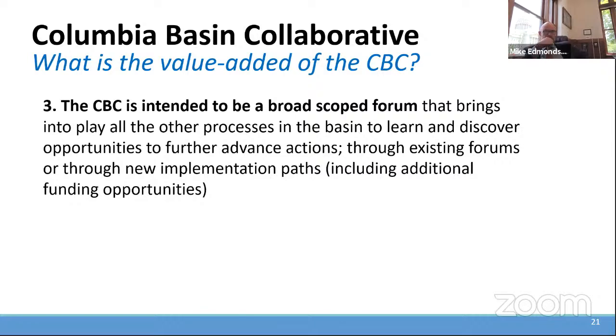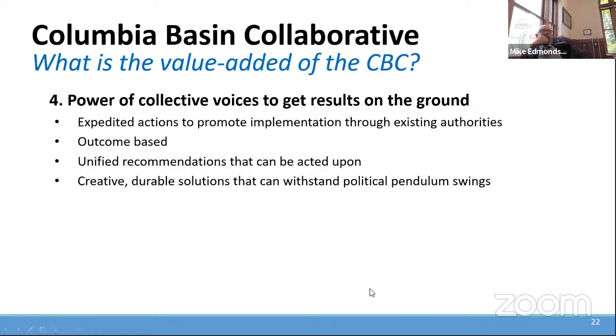And lastly, the power of collective voices to get results on the ground. I'd share a couple of thoughts on this. As one reads the media accounts of the various congressional proposals or rumors of alternate proposals, a few statements, some messaging from Northwest delegates comes to mind. One, that consensus-based grassroots ideas that came from collaboration could be funded and should move forward. And that was recently in the news. I mean, I think really that speaks volumes to what we're attempting to do here, what we will achieve here in terms of the Columbia Basin Collaborative.